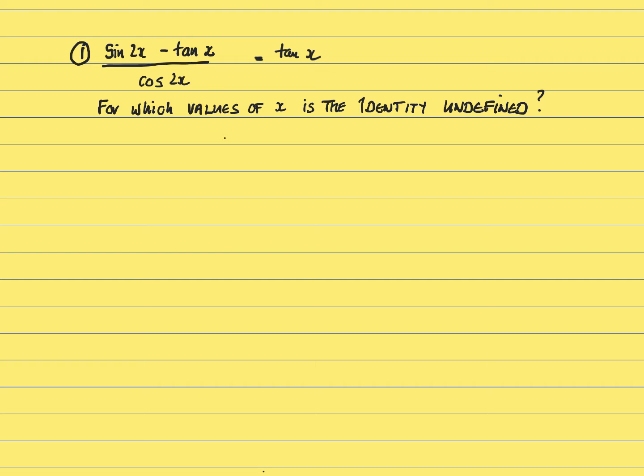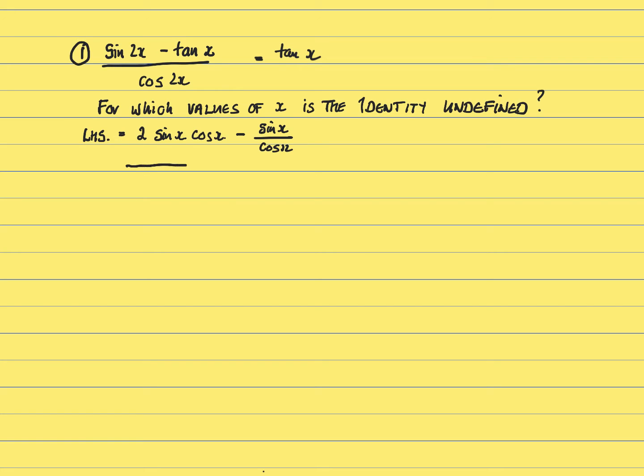My left-hand side looks harder than my right-hand side, so I'm going to start with my left-hand side. Sine 2x, I only have one option. It's 2 sine x cos x, minus, as soon as I see a tan, I know I'm going to write that as sine x over cos x.